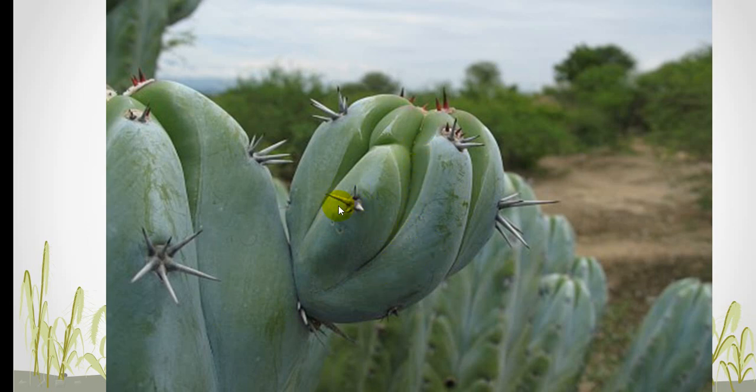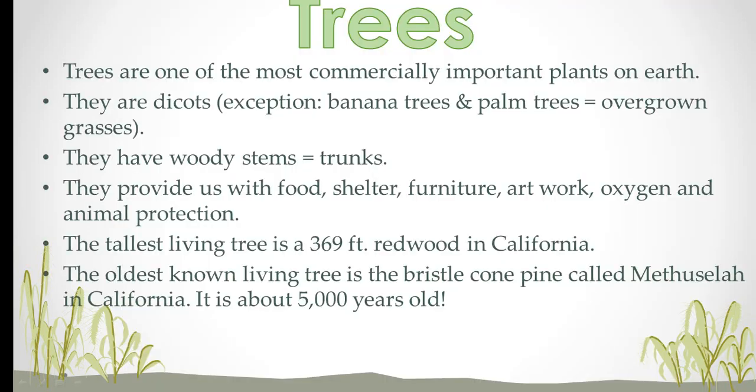What do you call those? The spikes right there. Those are actually the leaves. All right, so the leaves of this plant. Where do you think most of the photosynthesis is taking place in this plant? Probably in those stems, right? In the green part right there. Yeah, pretty cool.